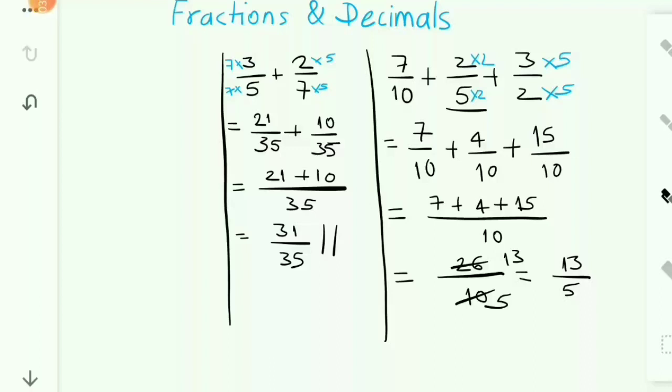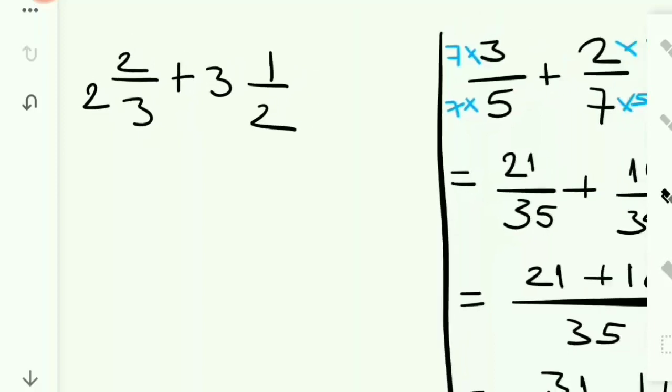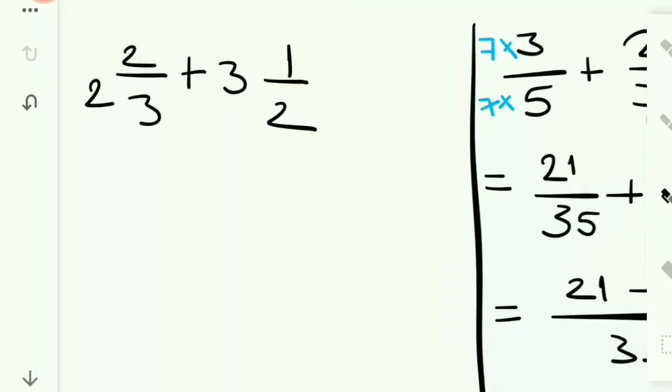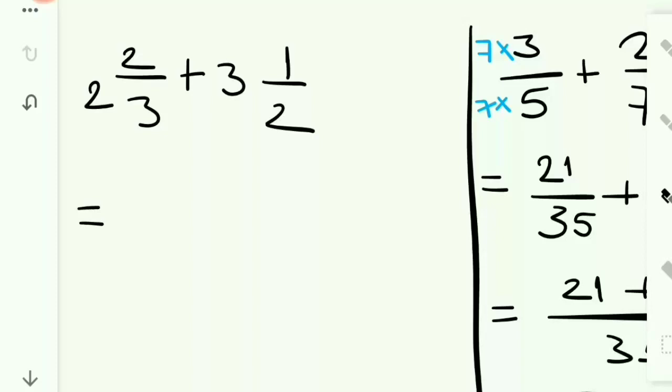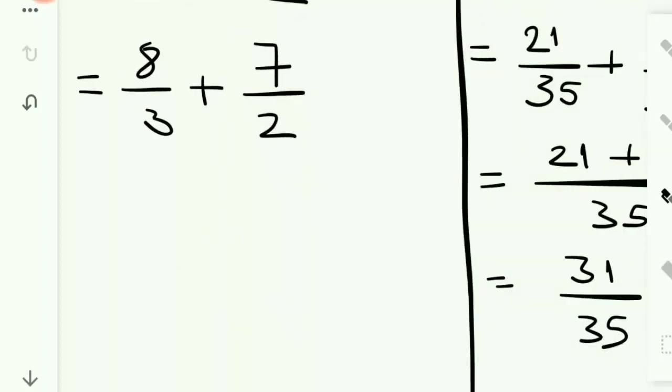Let's add two mixed fractions now. 2 by 3 plus 3 1 by 2. We have to convert this into an improper fraction first. 3 2s are 6 plus 2 is 8 by 3 plus 3 2s are 6 plus 1 is 7 by 2. Now we take the LCM of these two, which is 6. So to make this 6, multiply by 2, divide by 2. And here multiply by 3, divide by 3.